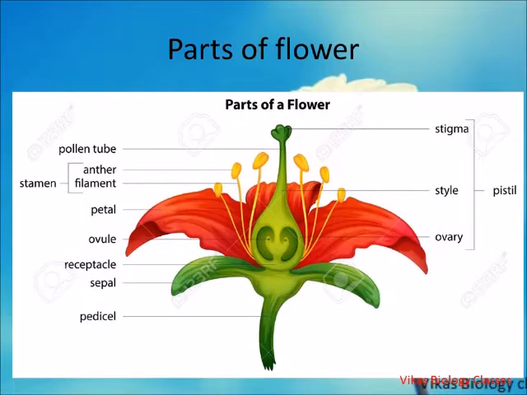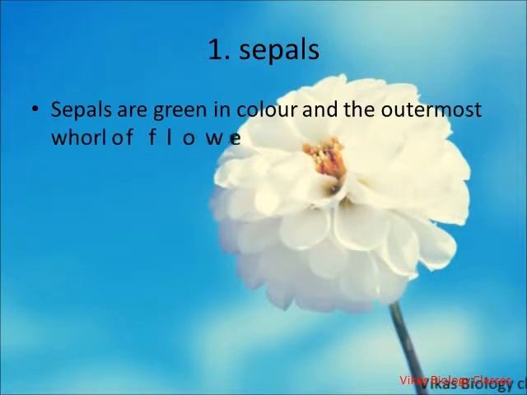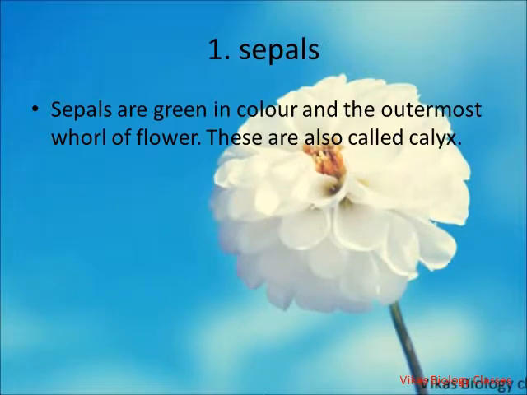Parts of a flower. There are different parts of a flower. From outside we will start with the sepals, then petals, the stamens, and then the pistil part. First point, sepals. Sepals are green in color and the outermost whorl of the flower. They are also called calyx.